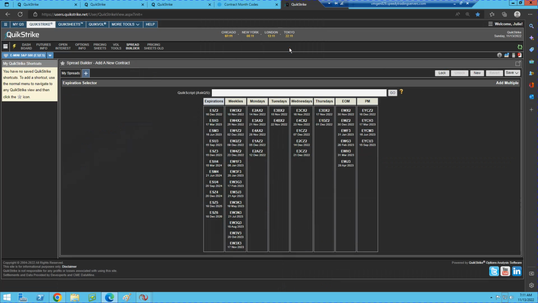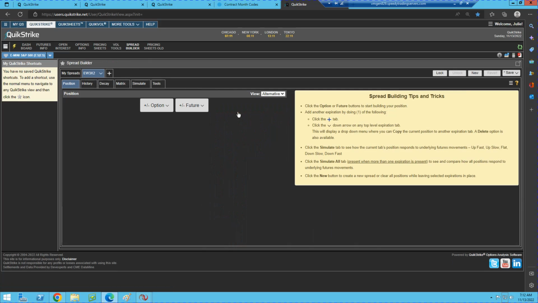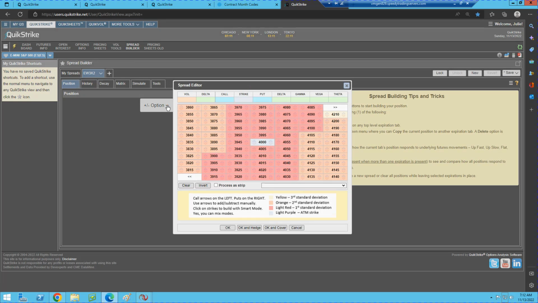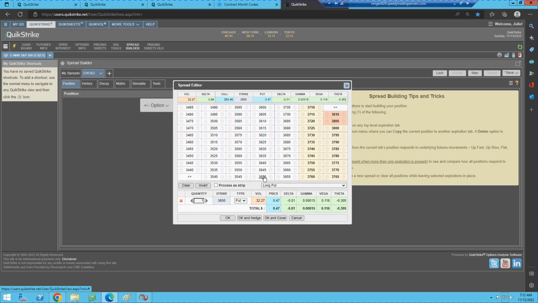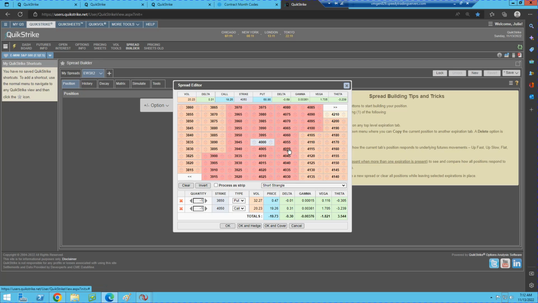So let me do a new spread. And we want to do a weekly. So we want to do that November 18th, and I want to choose options. And for my put wall, I'm going to do 3650. So I click that little arrow, find my 3650, change it, invert it to short put, and for my call wall, I want to do 4050. And this is a strangle, right? And a short strangle. That's what I'm doing. So I'm selling a call and I'm selling a put.